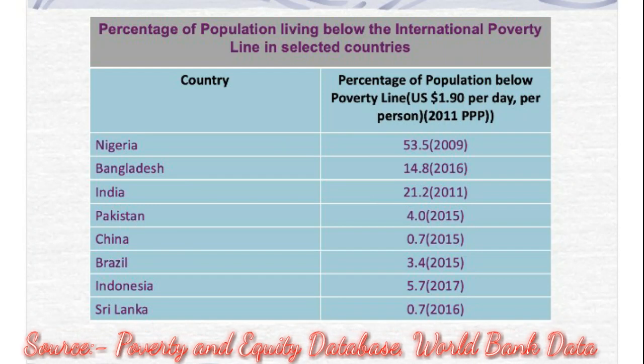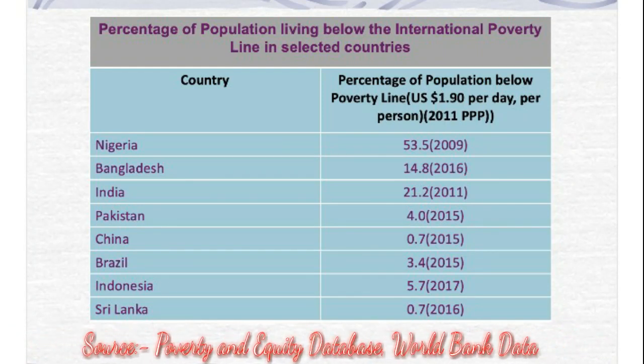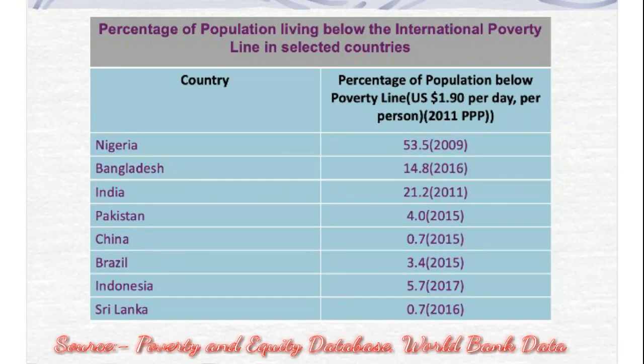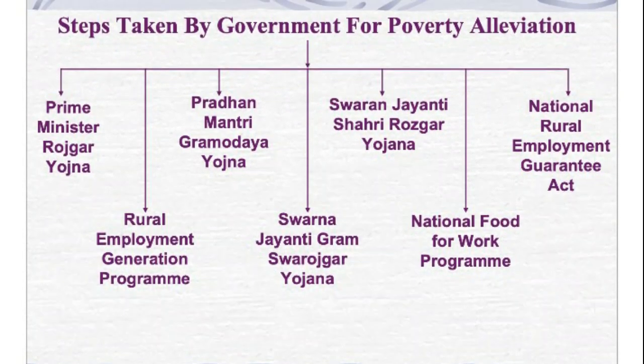Although the world has witnessed a reduction in global poverty, the proportion of people living in chronic poverty is still large. Some of the steps taken by the government for poverty alleviation are, first, the Prime Minister Rozgar Yojana. This scheme is meant for providing employment to the educated unemployed. Then there is the Rural Employment Generation Program. The aim of this program is to provide self-employment opportunities in rural areas and small towns.